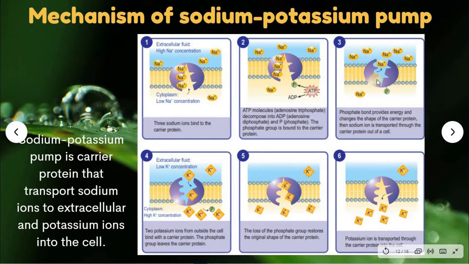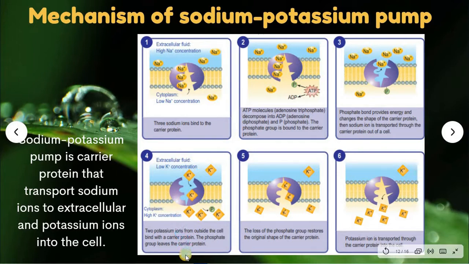How does it change the shape? After the energy from the phosphate bond is used. Number 4 involves the potassium ion. On the extracellular fluid, there is a low concentration of potassium ion. In the cytoplasm, there is a high concentration of potassium ion. So what happened here? Two potassium ions from outside of the cell bind with the carrier protein.